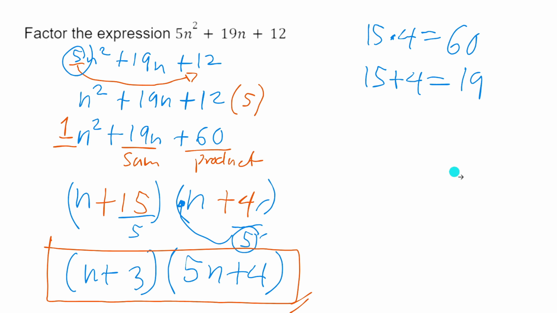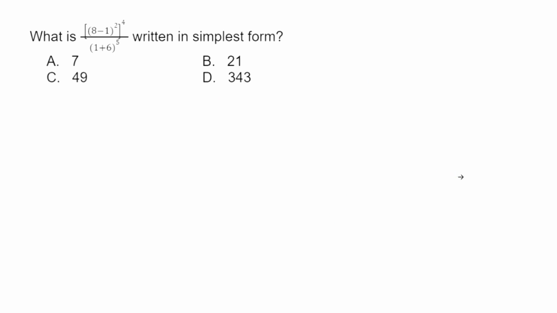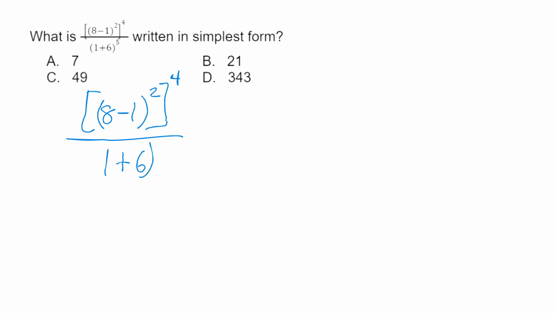Okay, let's have our next question. What is the quantity 8 minus 1 squared, raised to 4, all over 1 plus 6 raised to 5? So I'll just write the given: 8 minus 1 squared and then raised to 4. This one is actually about your PEMDAS. Okay, which goes first? The one inside the parentheses, right? So let's simplify first the one inside the parentheses.